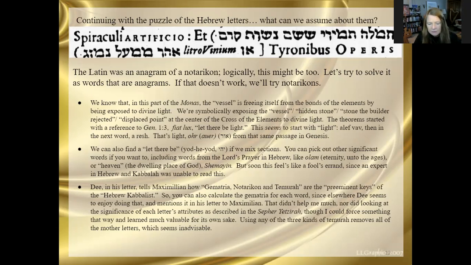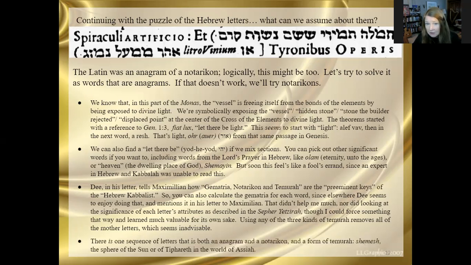Now, if I use Temura, it just wrecks the beauty of what's there in terms of individual letters. You use Temura, and there are 3 different kinds, and whichever kind you use, you start eliminating the mother letters. Well, that doesn't seem very helpful. Okay, now there is one sequence of letters there that is both an anagram and a notarikon. It's a form of Temura if you want to stretch the meaning a bit.